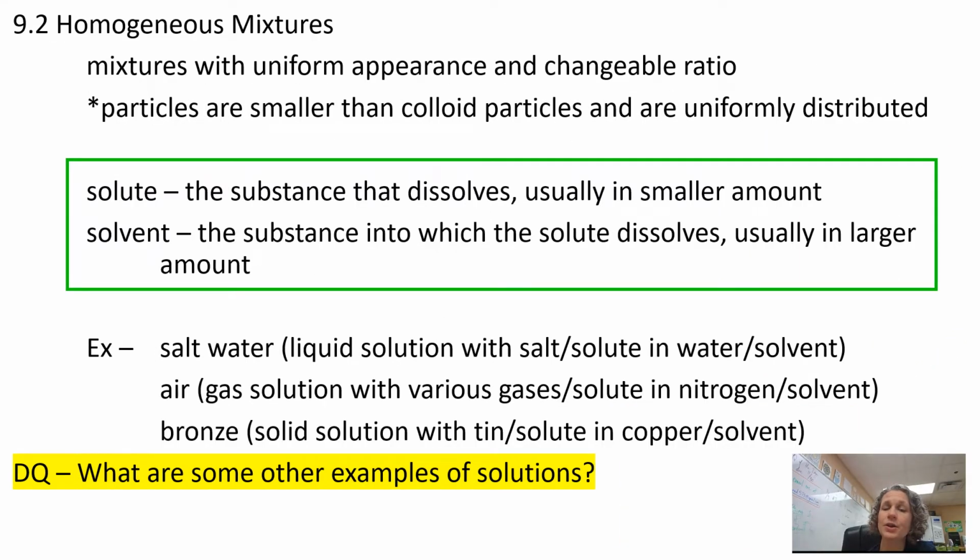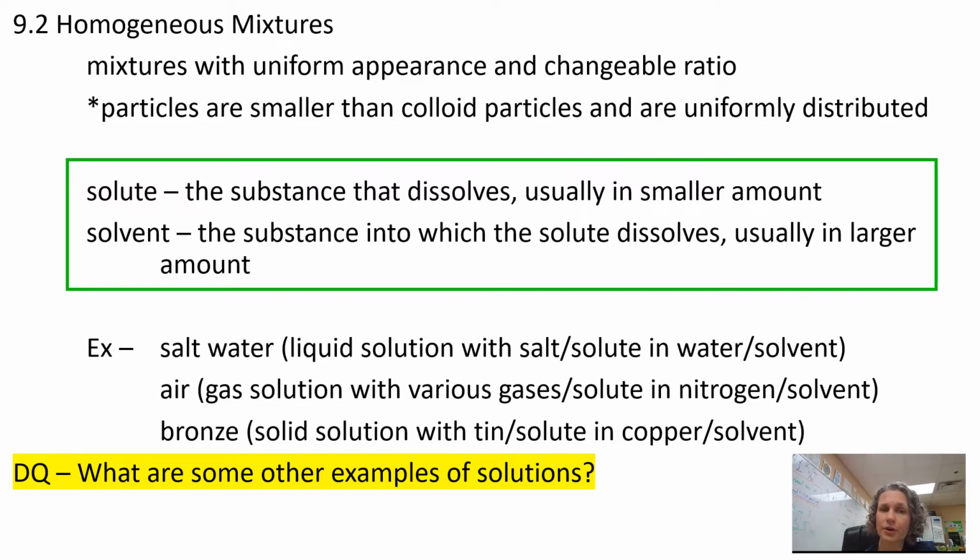Okay, so now on to the homogeneous mixtures, which are solutions. So we've been clarifying the difference between suspensions, colloids, solutions. A homogeneous mixture is a mixture where you have that uniform appearance. So I look at it, my eye can't distinguish any difference within that substance, but it still has that changeable ratio. So I don't have anything that is necessarily measured. It's all kind of variable.